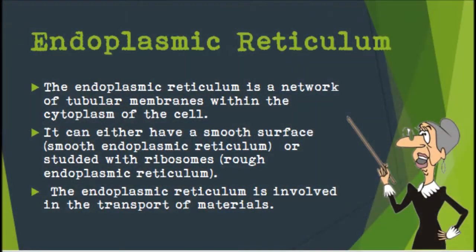The endoplasmic reticulum is a network of tubular membranes within the cytoplasm of the cell. It can either have a smooth surface, smooth endoplasmic reticulum, or be studded with ribosomes, rough endoplasmic reticulum. The endoplasmic reticulum is involved in the transport of materials.